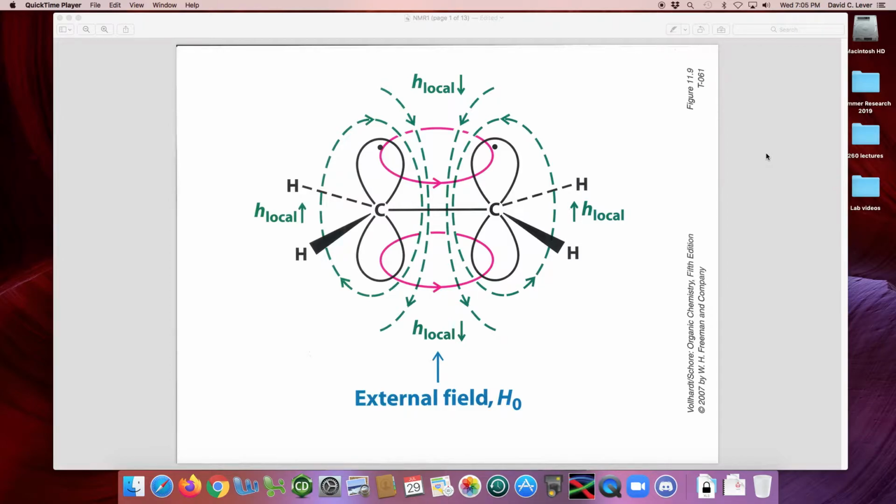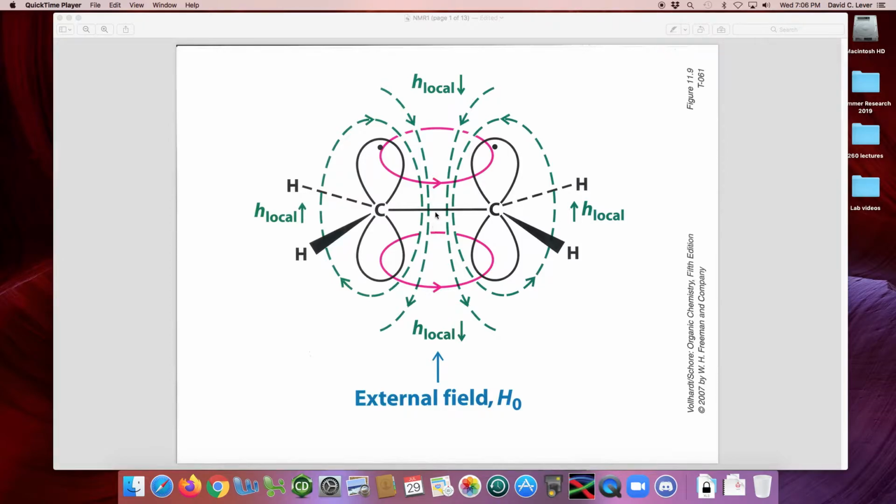So I want to start out in this video by showing you the local magnetic field that's generated when we apply an external field. The external field here is in blue, represented by H0, and the electrons are moving in a pattern right above and below in that p orbital. The moving charge is creating a local magnetic field that, in the center of that electron motion, is opposing the external field. So inside here, H local opposes H0, and we have significant shielding.